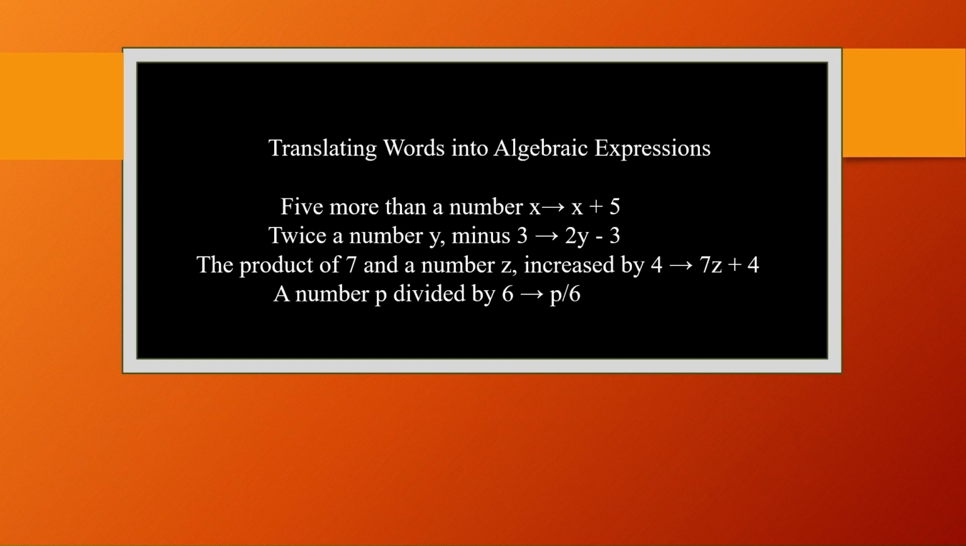Now how to translate words to algebraic expressions? 5 more than a number x means x plus 5. Twice a number y minus 3 means 2y minus 3. The product of 7 and a number z increased by 4 is 7z plus 4. A number p divided by 6 is p by 6.